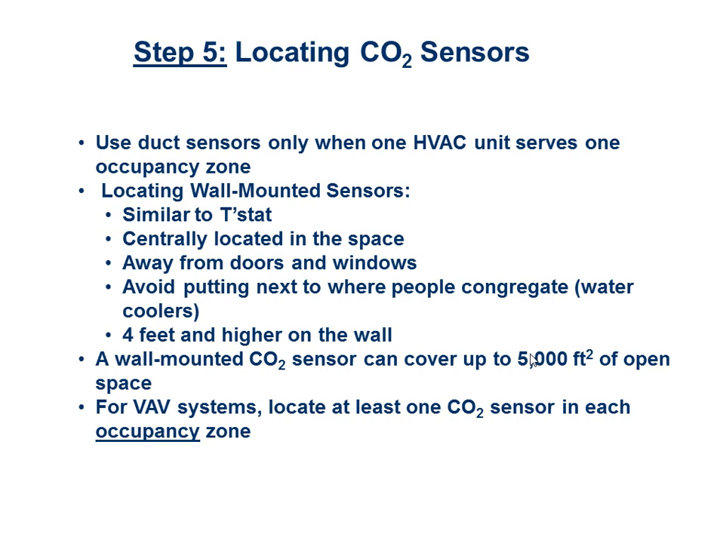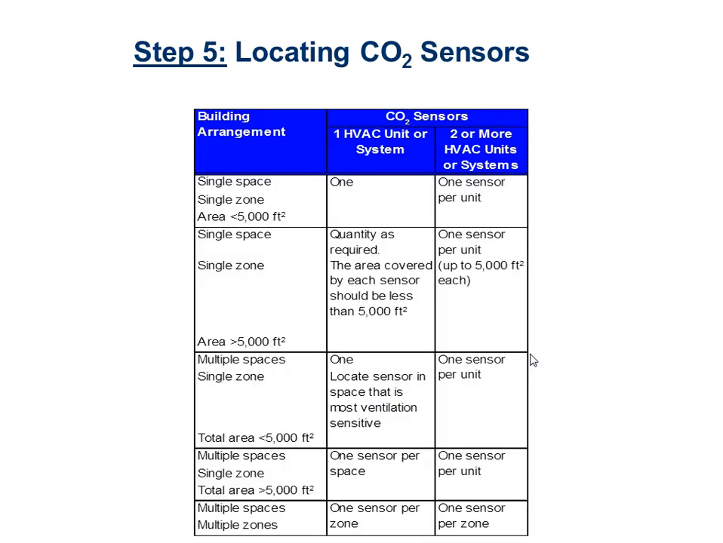Right, so the best location is wall mounted, 4 to 6 feet off the ground, one sensor for each 5,000 square feet, or if there's partition walls, one sensor for each space. These are just some little cheat sheet charts to kind of help you with that idea.